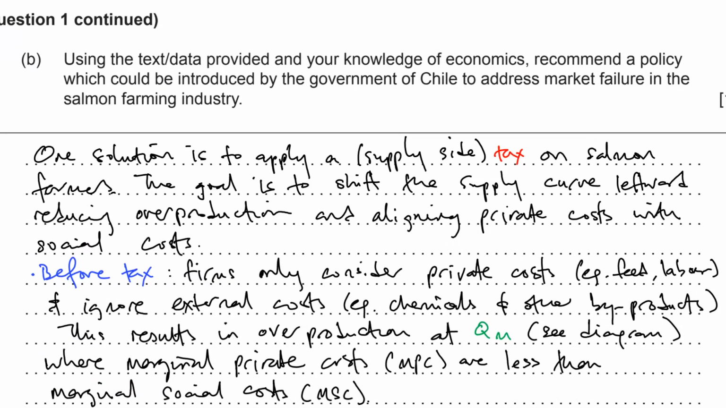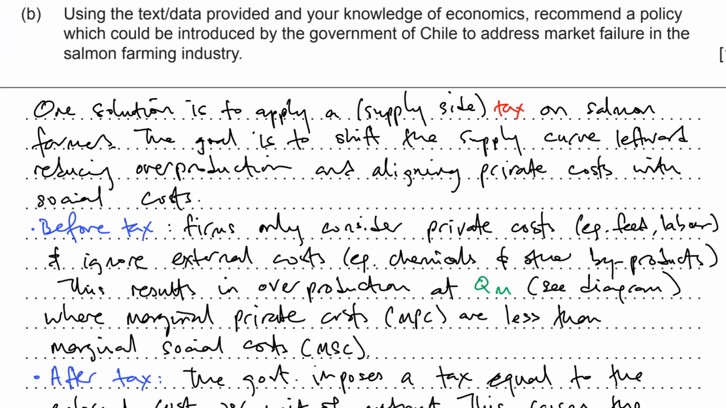Now, part B. Okay, so this is the 10-marker. So this is the big one. Using the text and data provided and your knowledge of economics, recommend a policy which could be introduced by the government of Chile to address market failure in the salmon farming industry. So here you just need to choose one policy. There's any number of things that we can use to fix a market failure, for example taxes, regulation, quotas, you name it. There are plenty of policies that you can use to fix a market failure.